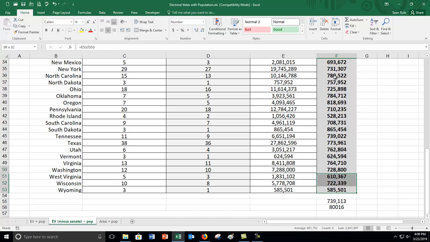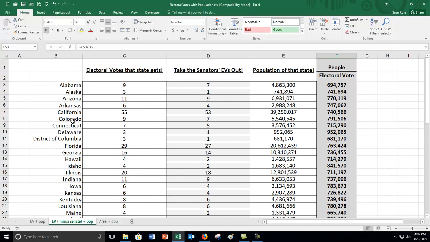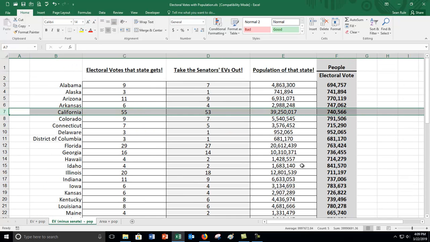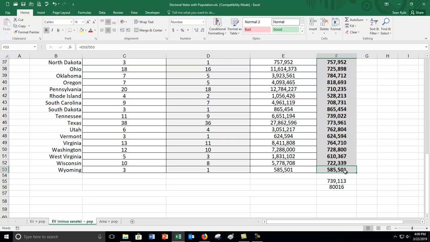Which means these numbers here, Wyoming still gets its boost, right? It still gets its boost over California, right? Where's California? Here's California. It's at 740,000. And Wyoming still gets its boost. It's just that its boost is a little more proportional in light of the populations. Its boost is not as extreme as it is in the other case.